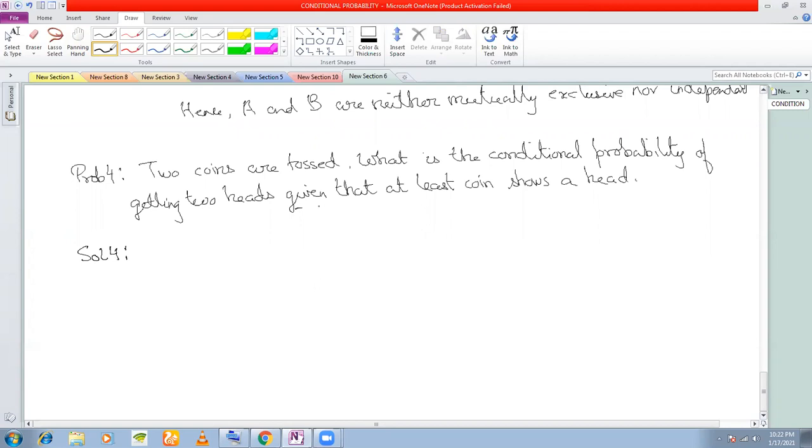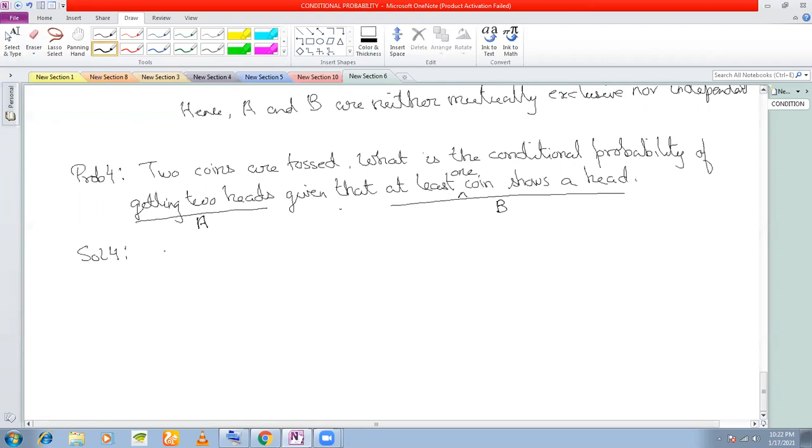Now, here is the main thing: given that at least one coin shows a head. This conditional probability is made up of two events. What are the events? Getting two heads, and the next is given that at least one coin is a head. I will call this event A, and I will call this event B. Understood?